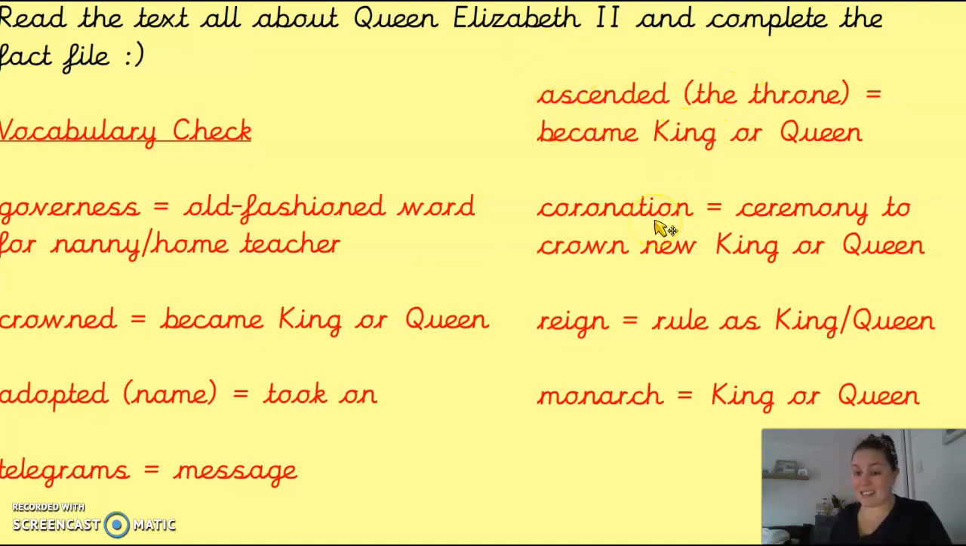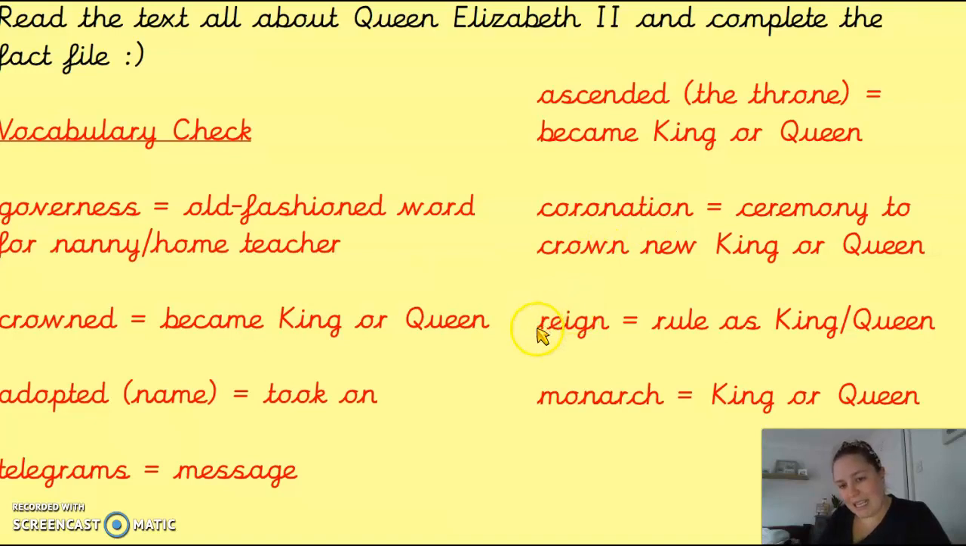Ascended. The word ascended means going up. We've looked at the word ascended when we were ordering decimals, I think, and we were ordering things in ascending order, and that meant smallest to largest, going up. In this case, it says ascended the throne. It means, again, took on the throne, became king or queen. The word coronation is the ceremony to crown the new king or queen.